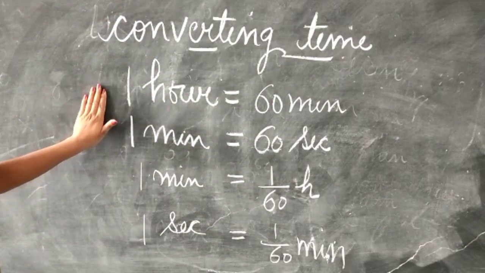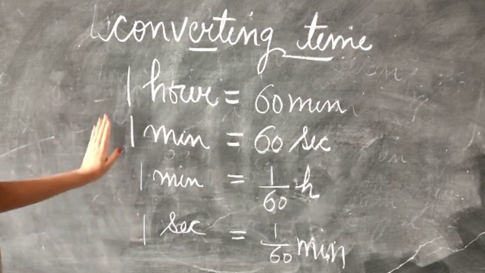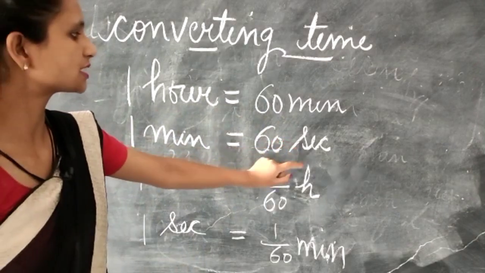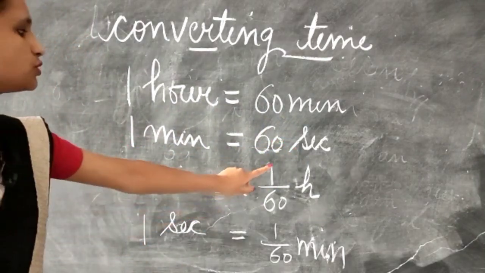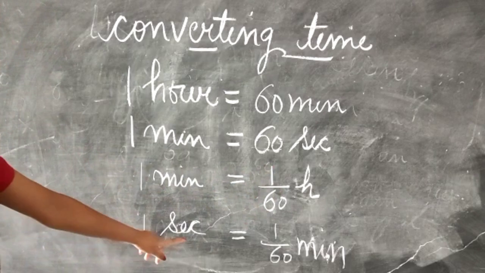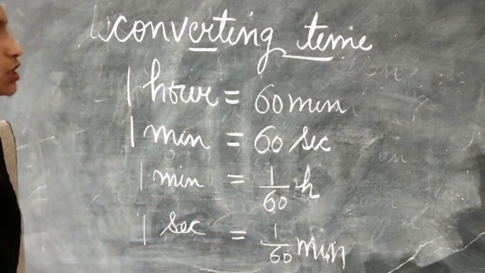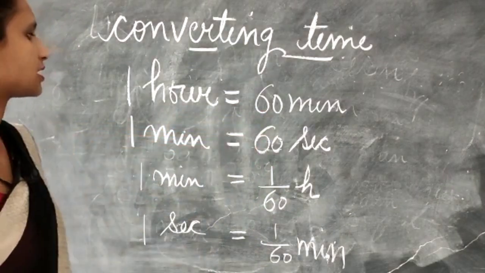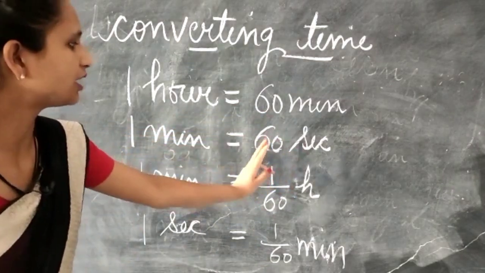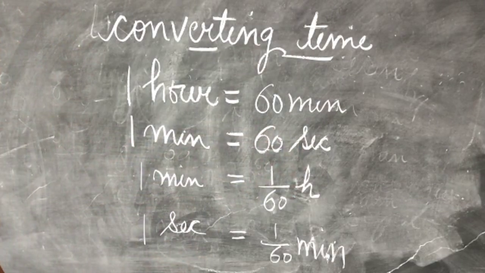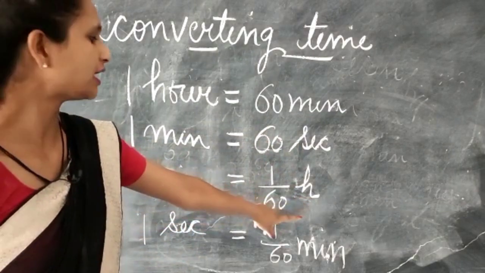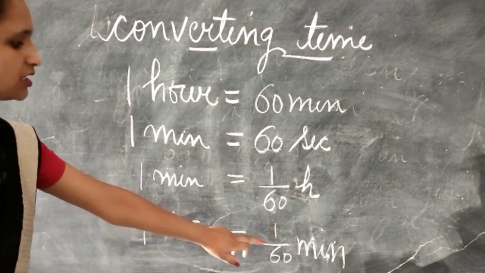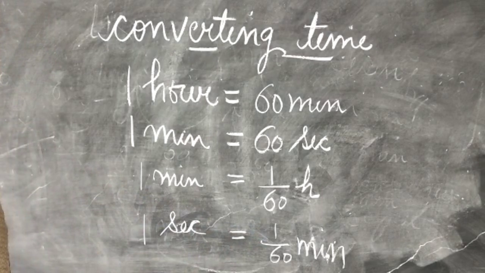Here we have been given some formulas: 1 hour is equal to 60 minutes, 1 minute is equal to 60 seconds, 1 minute is equal to 1 by 60 hour, and 1 second is equal to 1 by 60 minute. For converting hours to minutes we have to multiply with 60. For converting minutes to seconds we again multiply with 60. But for converting minutes to hours we have to divide by 60, and similarly for converting seconds to minutes we again divide by 60.